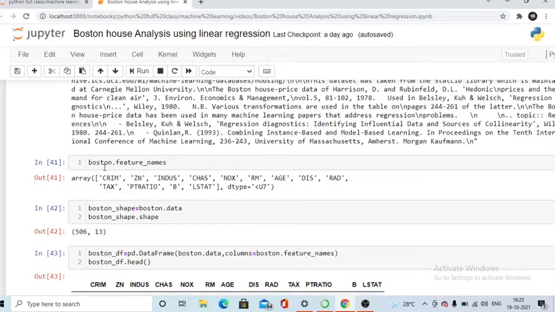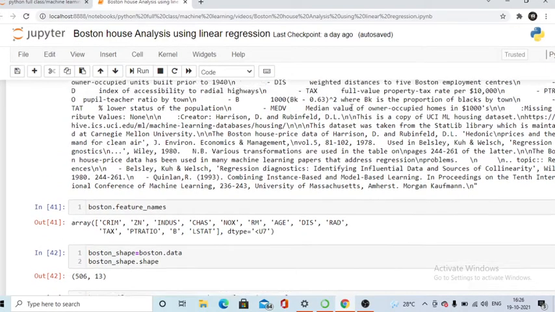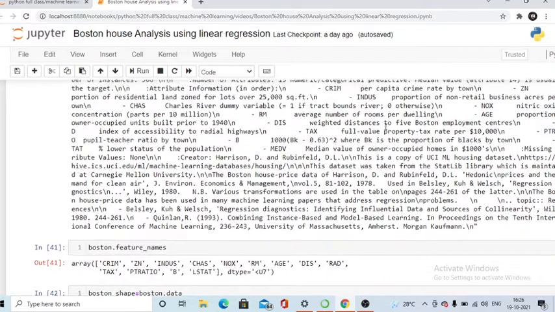Suppose I just want to know how many features we have, so I will simply write Boston.feature_names, and here I am getting the list of feature names like CRIM, ZN, INDUS, CHAS, NOX, RM. So CRIM stands for crime, ZN is zoned land, and these all have some definition. Okay, so you can go through here and read all these things.